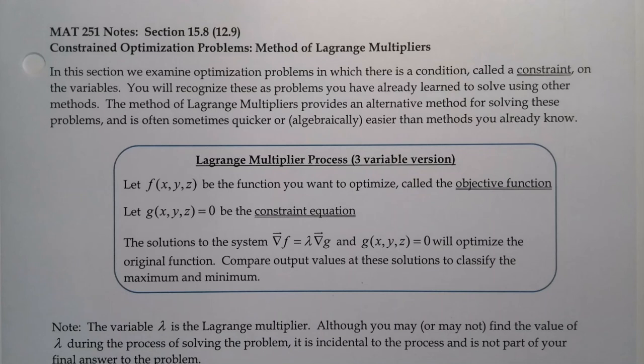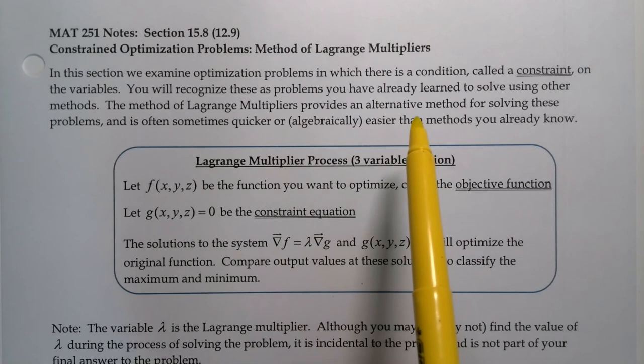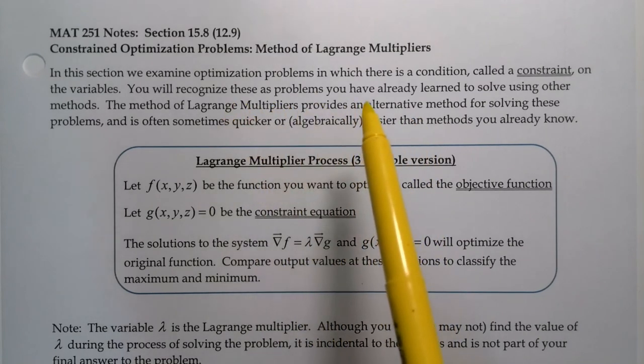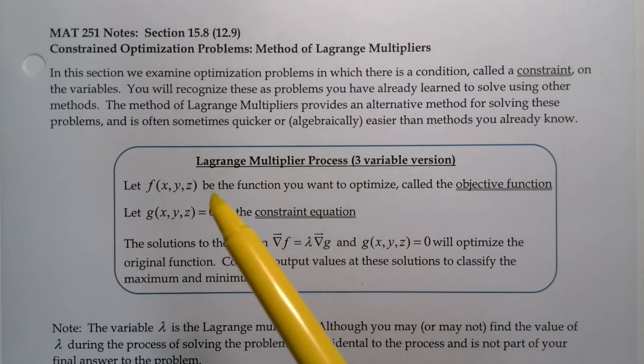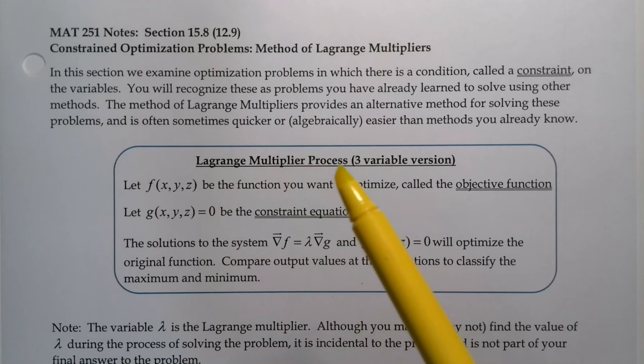In section 12.9, we're going to learn a different method for dealing with constrained optimization problems. That is the method of Lagrange multipliers. This will be for working with optimization problems where there is a constraint on the variables. You'll recognize these problems as problems you've already learned how to do. We've already done these in a couple different methods, but this is going to provide an alternative method for solving these problems, and it's usually a quicker and algebraically easier method to do.